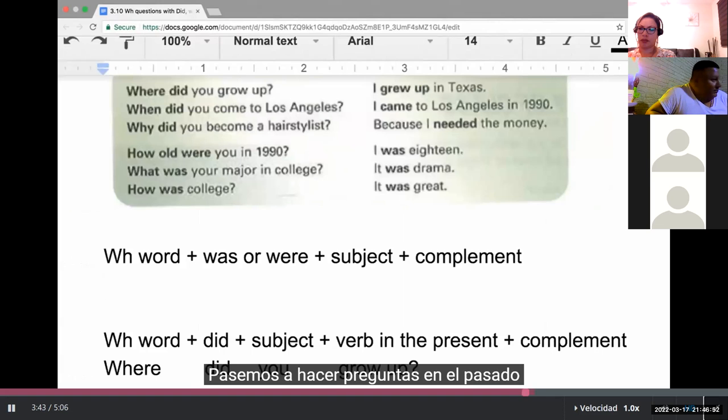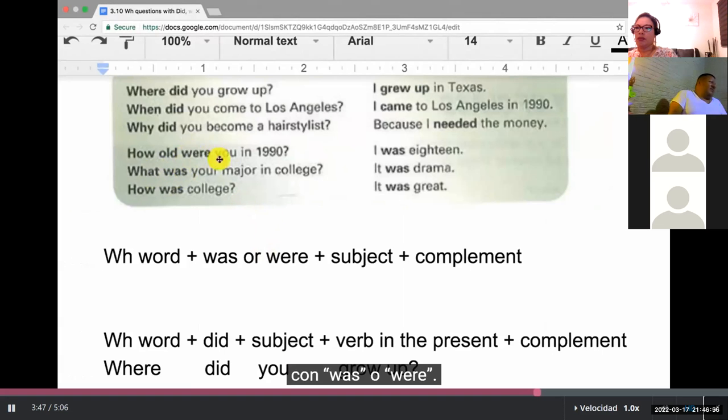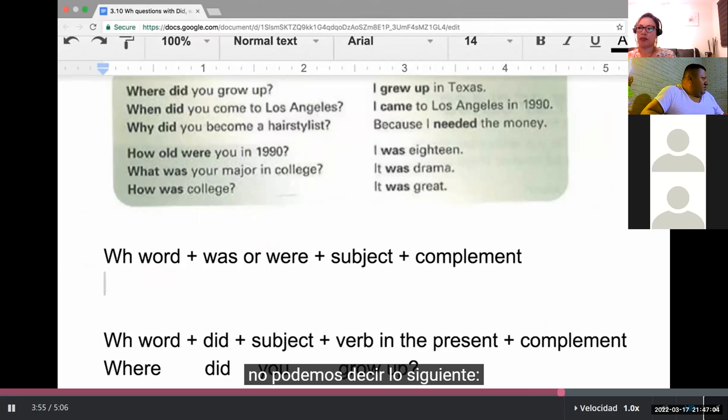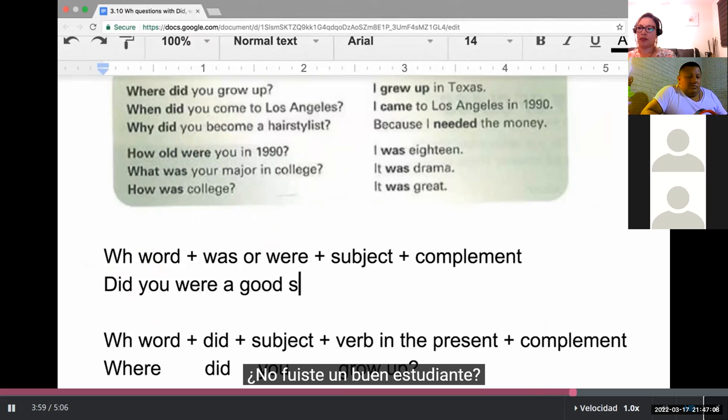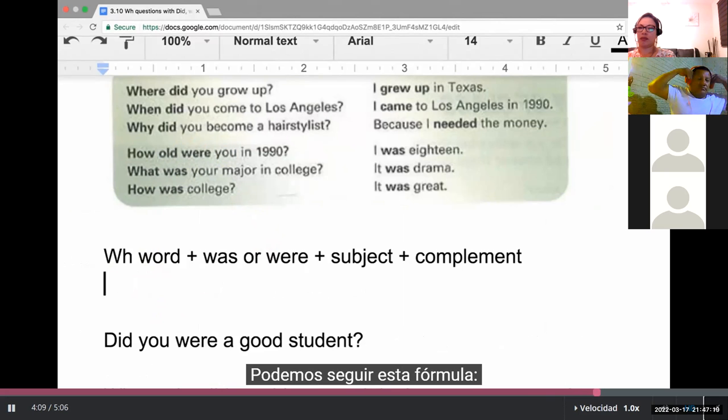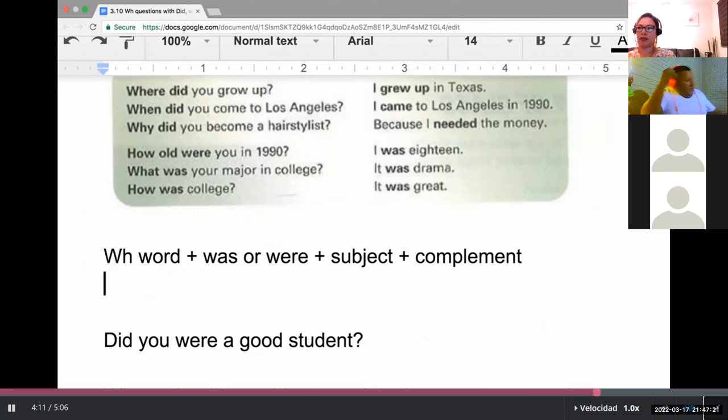Let's move on to asking questions in the past tense with was or were. We will use this structure whenever we want to ask something using the verb to be. We can't say the following. Did you were a good student? This is incorrect.